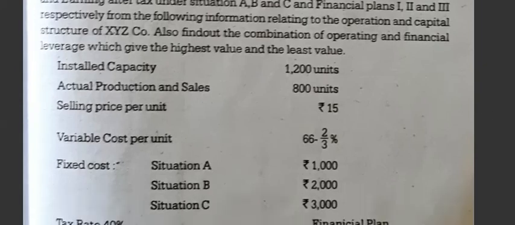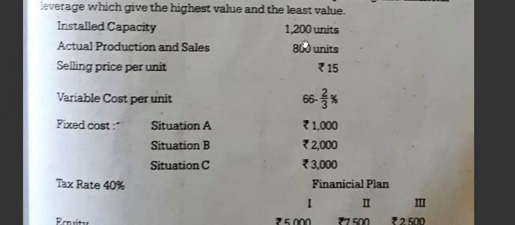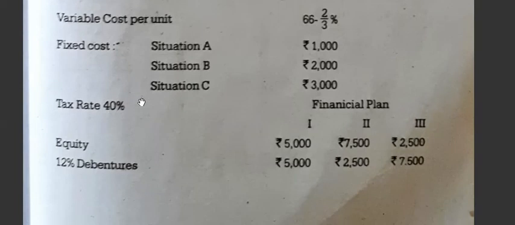Now see the other information given in the problem: installed capacity and actual capacity. For the calculation we always take the actual capacity, not the installed. Installed means the maximum capacity; actual means whatever they are producing. So we take actual capacity or actual production. Selling price is given, variable cost is given, fixed cost is given. For fixed cost there are three situations A, B and C, so we have to take three situations. Then there are three plans also. A tax rate of 40% is given. Three plans: plan A, plan B and plan C.